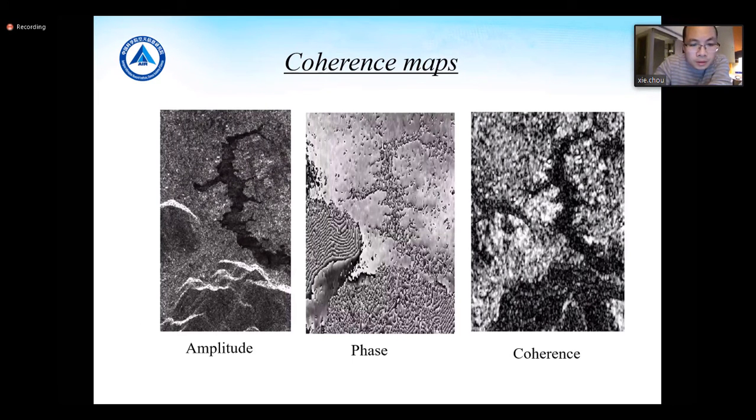Here we show the amplitude of the image on the Amazon area. The second one is the interferometric phase. The last one is the coherence. The coherence on the mountain area is very low, and the coherence is also very low on the river.